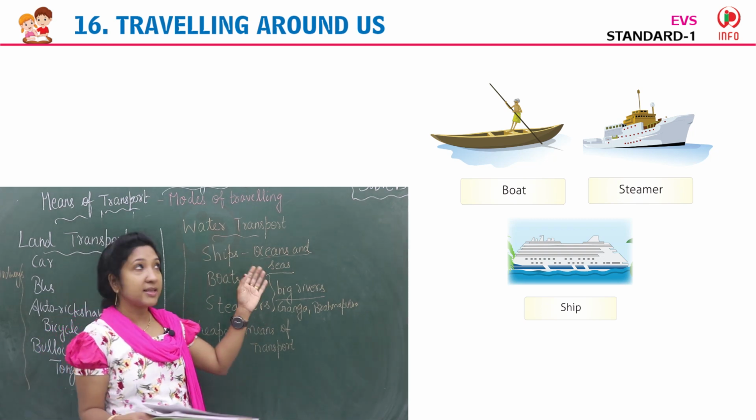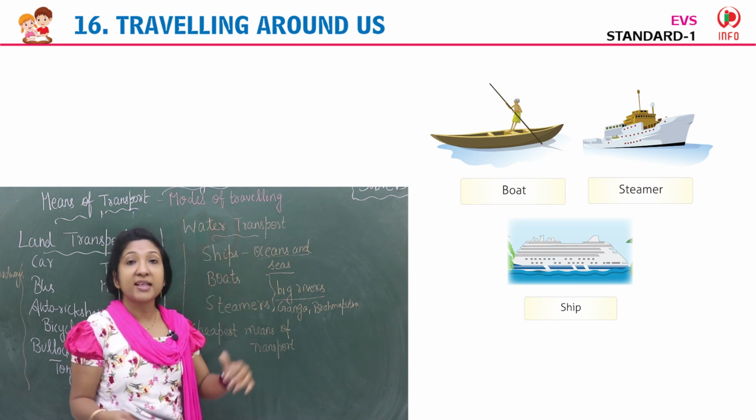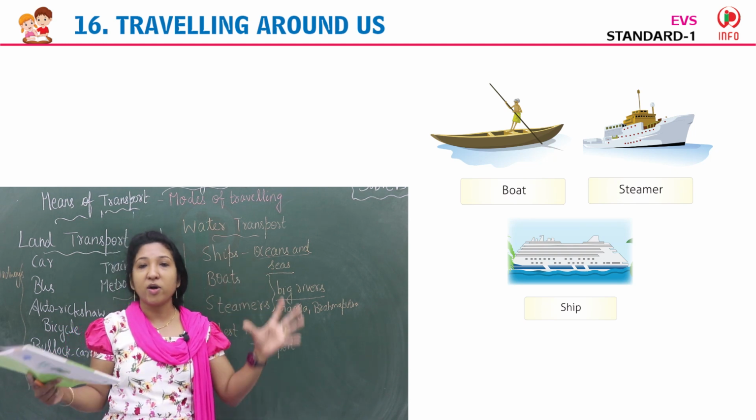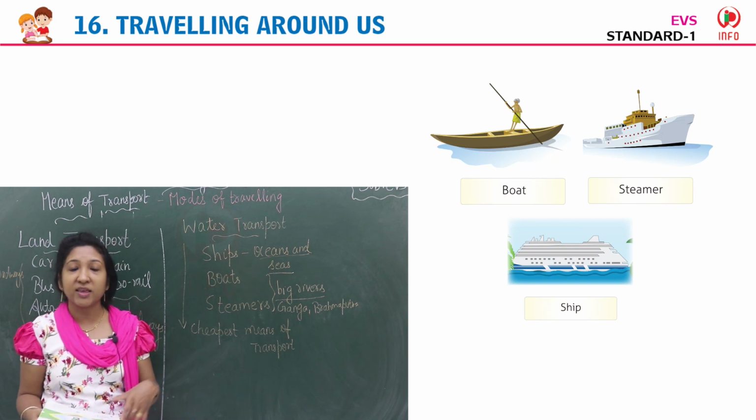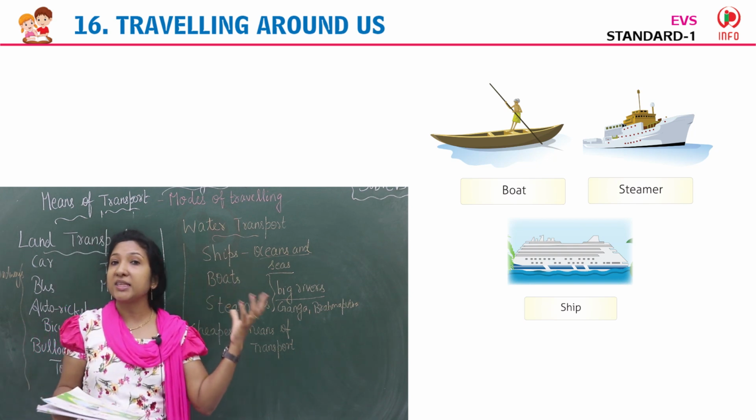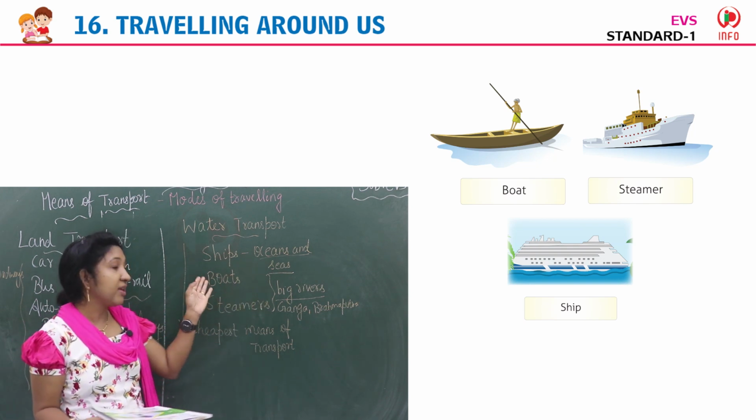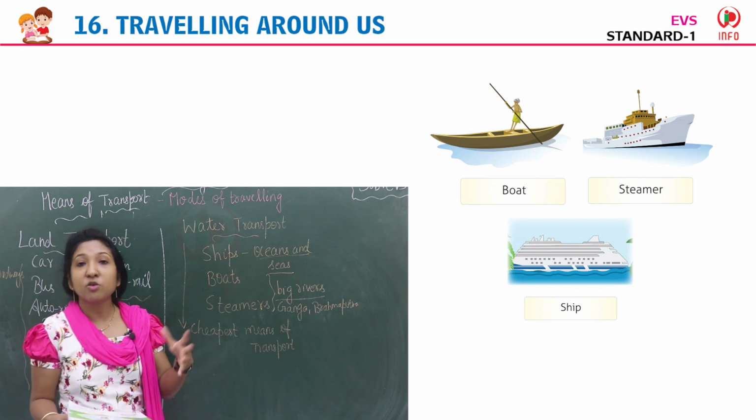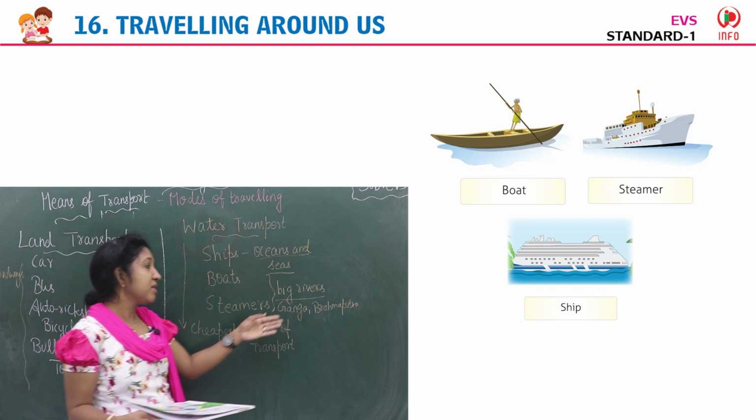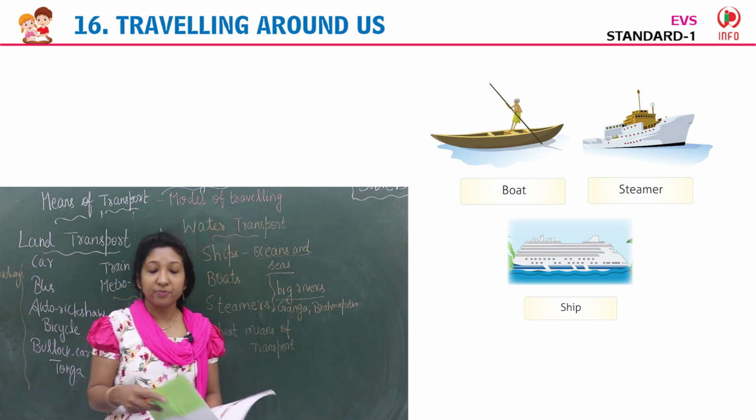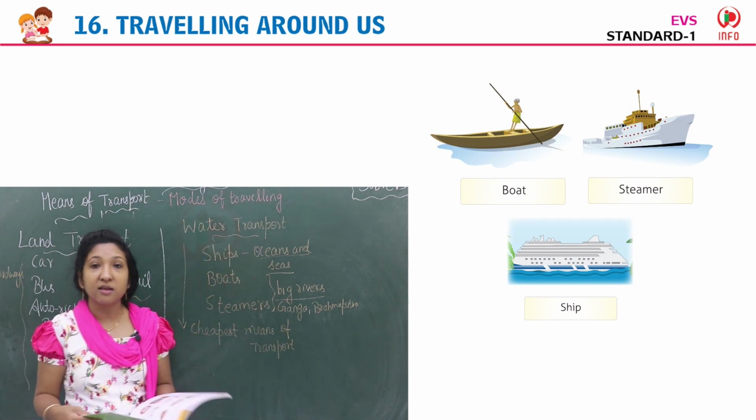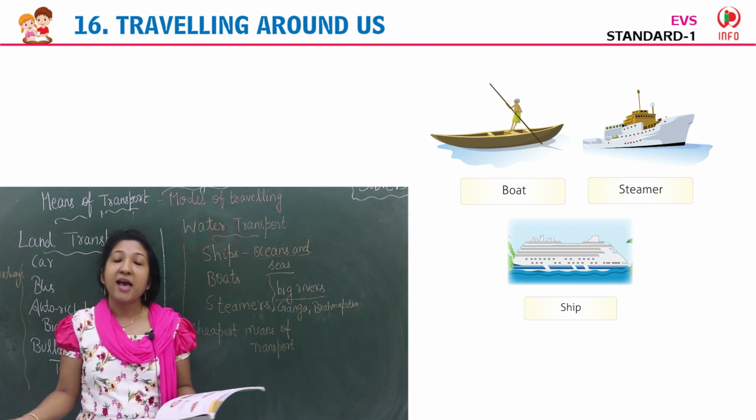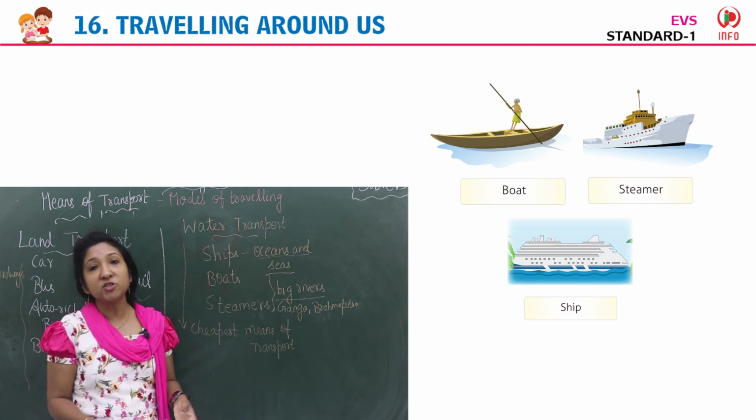Ships sail in the oceans and seas. A large water body there, oceans and seas. In oceans and seas we can see ships. Boats we can see sailing along the big rivers. So usually the big rivers means Ganga, Brahmaputra. They are used widely or greatly as inland means of water transport.